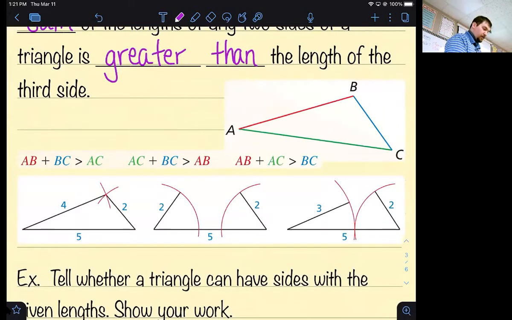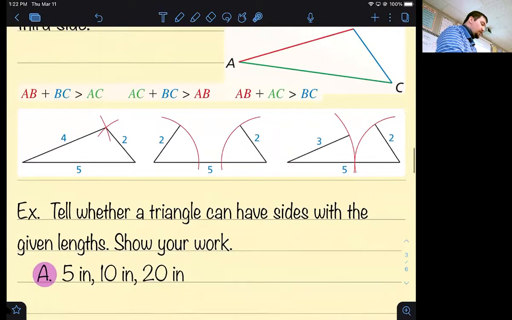Okay. So you see here, 4 plus 2 equals 6. That's greater than 5. So that's going to make a triangle. Over here, 2 plus 2 is 4. That's not greater than 5. So that's not going to make a triangle here. And this is the case of when they're equal. 3 plus 2 is 5. The only times these black lines will touch is when they're overlapping with the base of that triangle that's already there. And so that doesn't form a triangle. It just makes a really thick line. So that's not equal to. We don't want it to be equal to. We want it to be greater than.